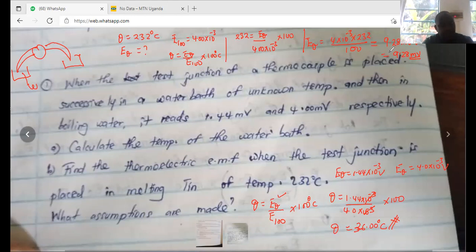So the last type of thermometers are the pyrometers.